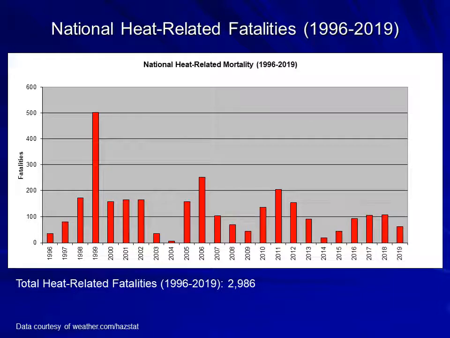Over the last 23 years, there have been 2,986 fatalities related to heat in the United States. As you can see in the chart, there are spikes in fatalities which correspond to widespread severe heat events across the United States. So, where do these fatalities typically occur?